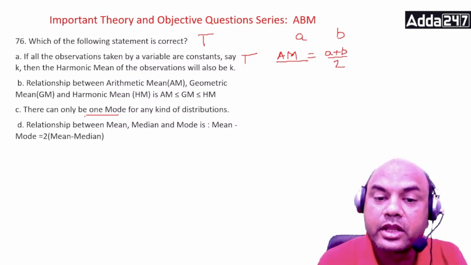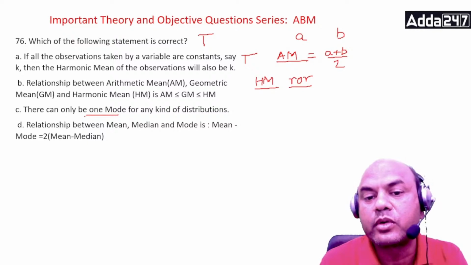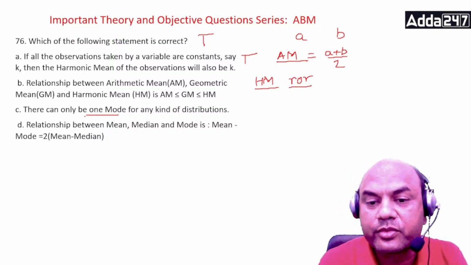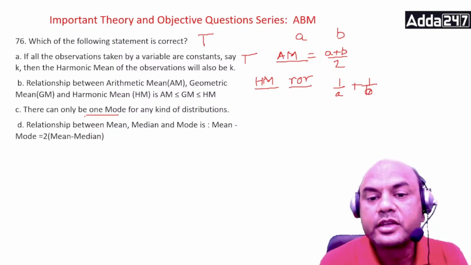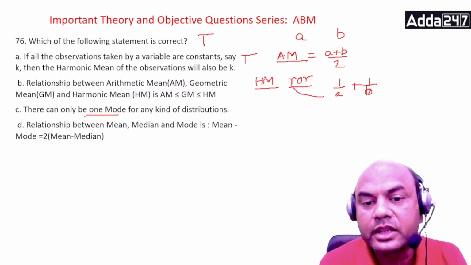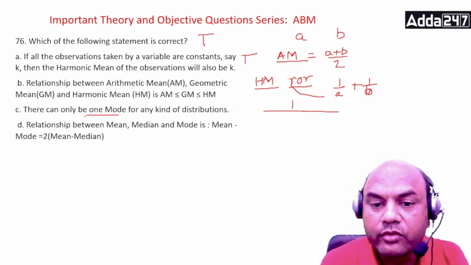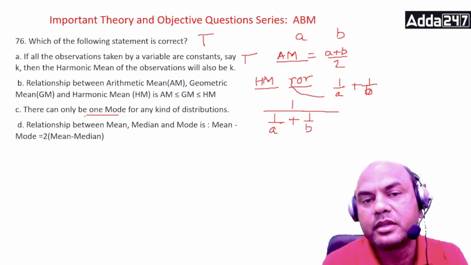What is my harmonic mean? See here, harmonic mean, what did I tell you? It's ROR. Always remember this word, ROR. Reciprocal of reciprocals. So first find the reciprocal: 1 upon A plus 1 upon B. So this is the first R. Now what do we want? ROR, reciprocal of reciprocal. So I'll do this now: 1 upon (1 upon A plus 1 upon B). Now this is my harmonic mean.